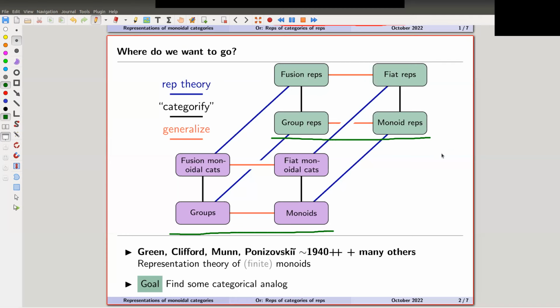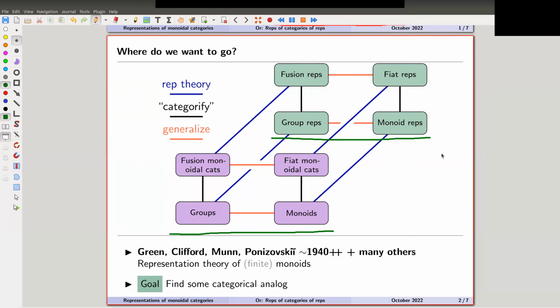Group representations, amazing. Group representation theory is one of the most successful fields of mathematics from the last century. It's essentially 120 years old by now, roughly. It has been extremely successful, and turns up everywhere. The monoid version, so monoids are just groups without inverses, is less popular. It took a while to get started.